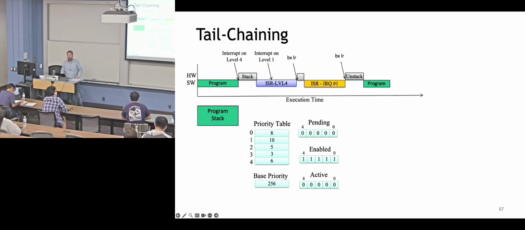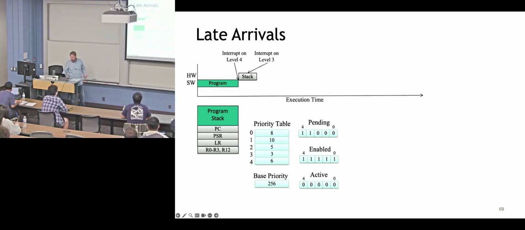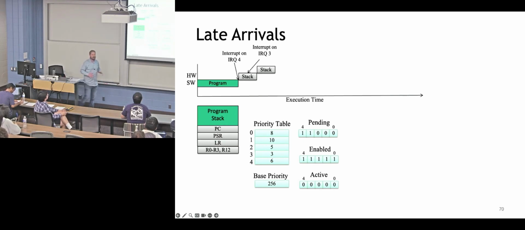All right. And our last edge condition here, late arrivals. So what happens if you're stacking, basically, and another interrupt comes in? Stacking is going to take a number of cycles. You could have another interrupt that occurs right then. So what could happen? Say you're in IRQ4, and then IRQ3 happens. You don't want to have to go and stack again. It doesn't quite make sense because it's the same information. So you don't want to stack this twice.